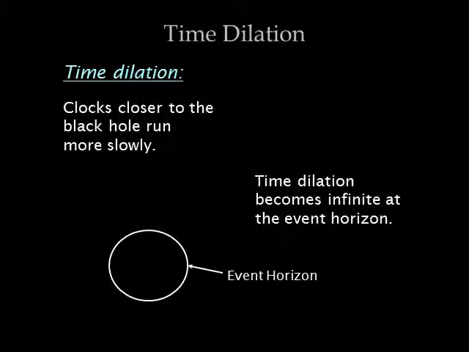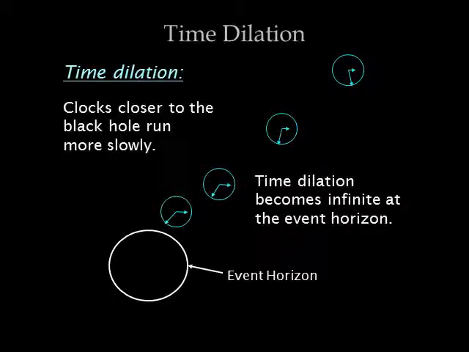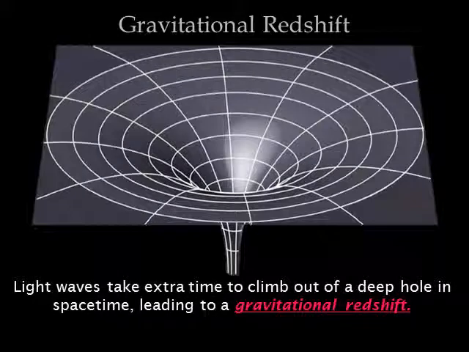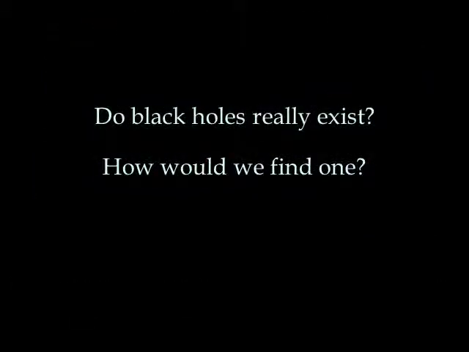What we are observing near the black hole are the effects of general relativity. The clock near the black hole appears to slow down because of time dilation. The clock appears to turn red because of a gravitational redshift. This is a redshift due to gravity rather than due to the Doppler effect. Black holes may seem so strange that it makes sense to wonder if they really exist. And if they do, how would we find one?